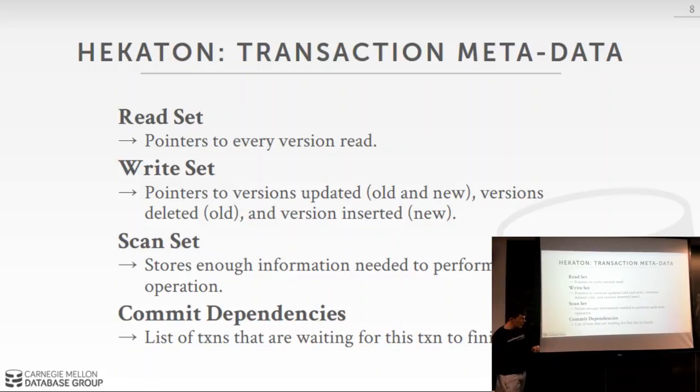But two additional things we're going to have to maintain are the scan set and the commit dependencies. Commit dependencies are sort of obvious. It's the list of all the transactions that we know are waiting for us to commit. So if one transaction does a speculative read on data that we wrote, then they will add themselves to our commit dependency list. Then when we commit, we just go through the list and notify them, sort of like in a pub-sub manner, to say, hey, I've committed, do whatever it is you need to do.